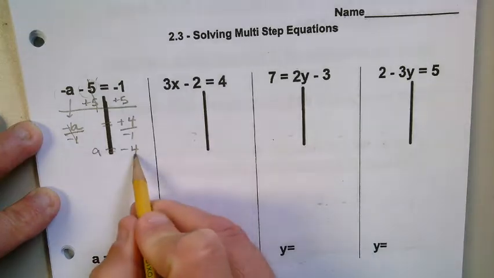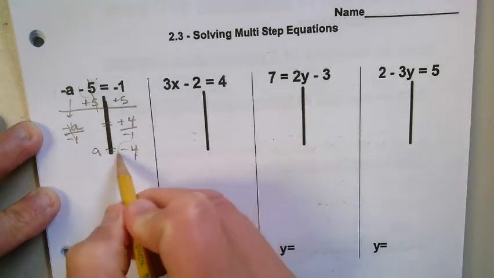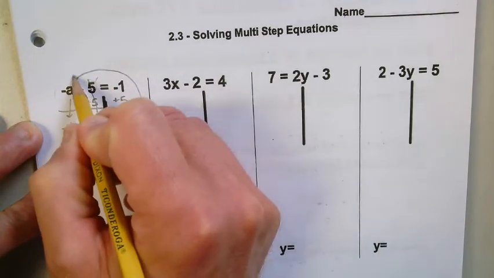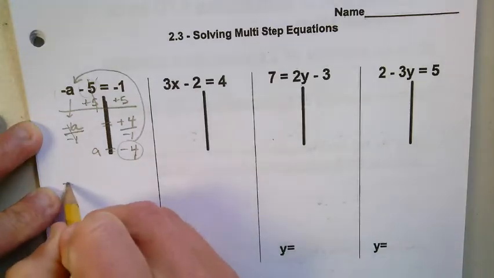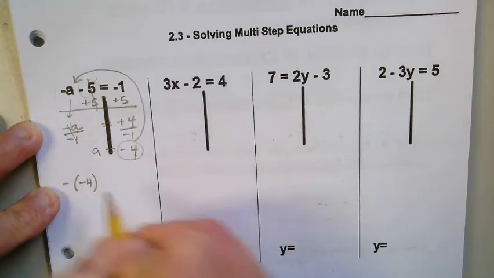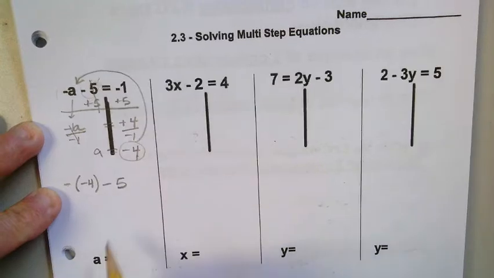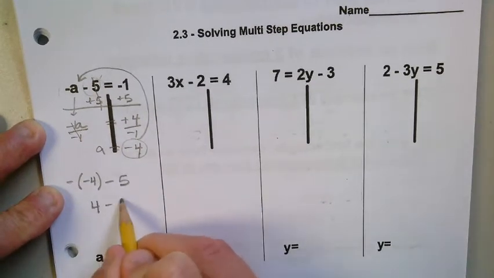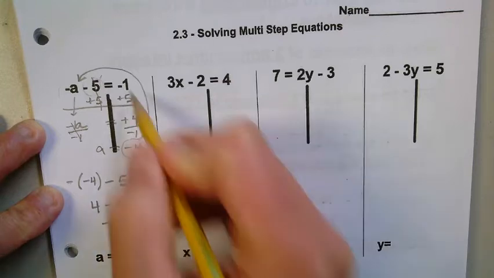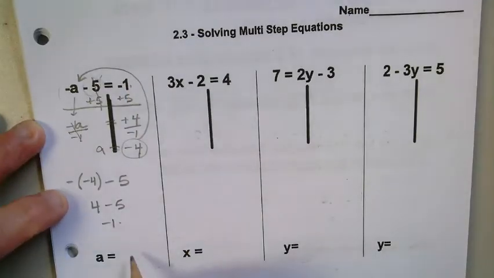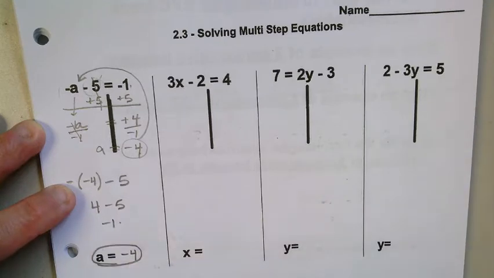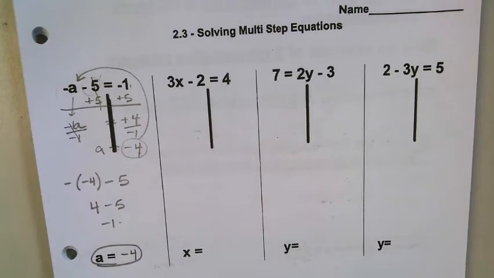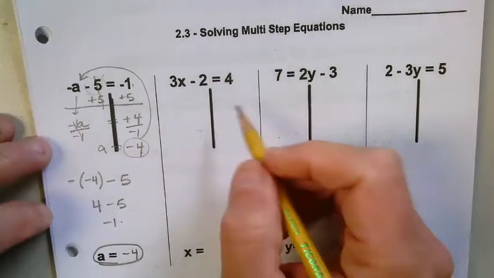Now how do I check this? If I plug this back in, right up here, we have negative a minus 5. Now, two negatives make a positive, so 4 minus 5 equals negative 1, which is what we started with. So in the end, our a value of negative 4 is correct, okay? All right, moving on to the next one.